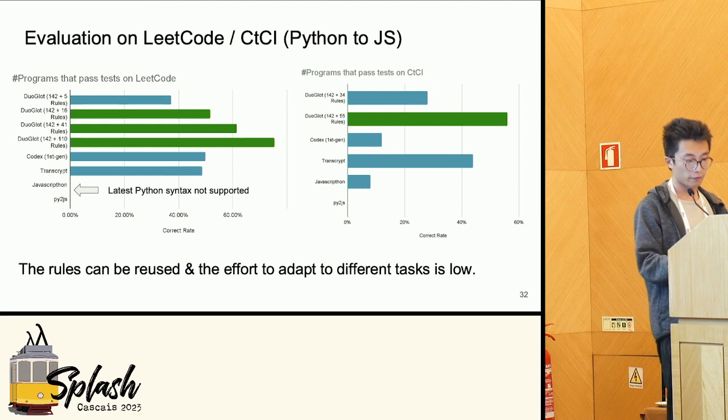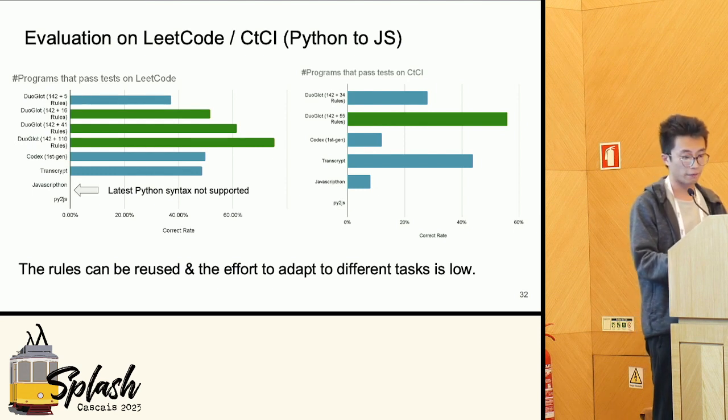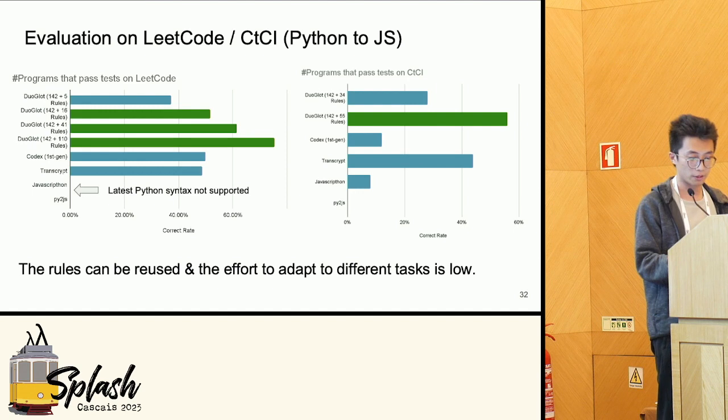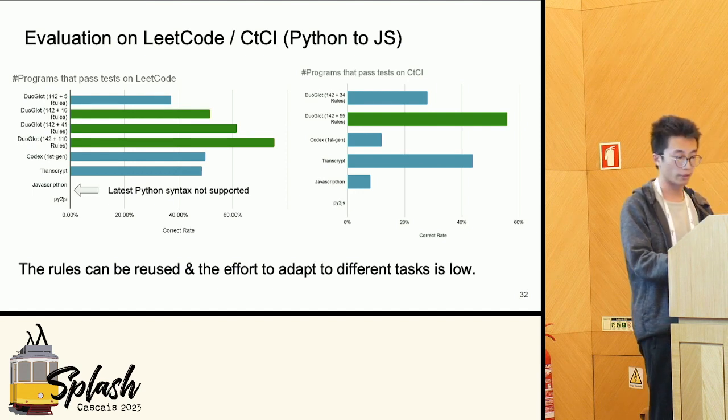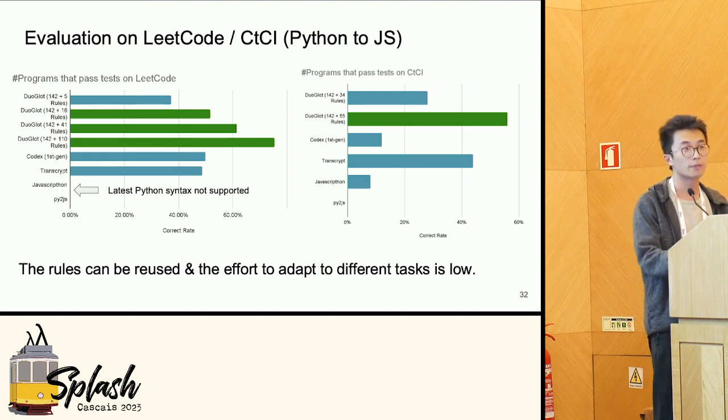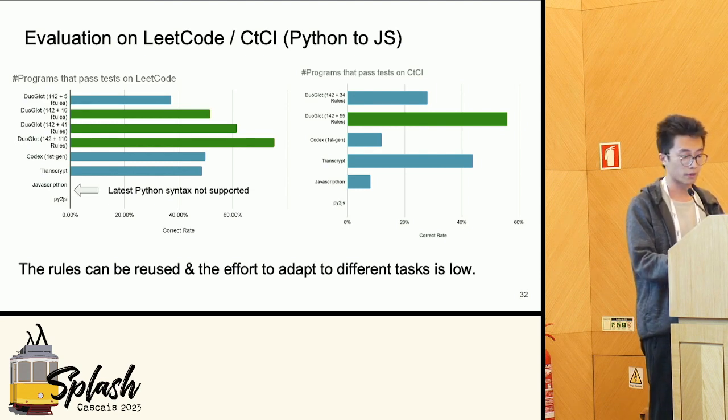But however, for DuoGlot, this is not an issue. After adding 16 rules, it is able to translate more programs than all the other approaches. And as we keep adding more rules, the number of successfully translated programs keeps growing. We also observe the similar for the CTCI benchmark. We can see that DuoGlot can easily adapt to those different styles of code and language versions.